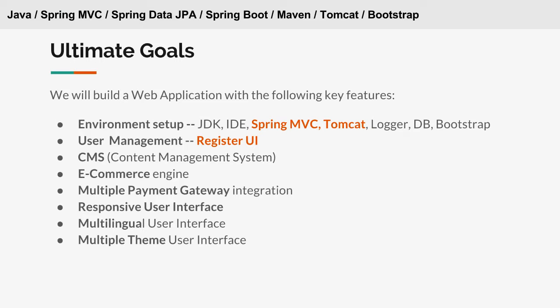the related technologies. For Spring MVC, you may already know that M stands for model, V stands for view, and C stands for controller. And the controller will mainly handle those business logics. Okay, let's start.